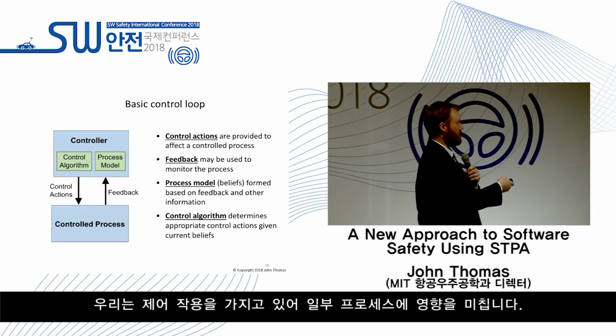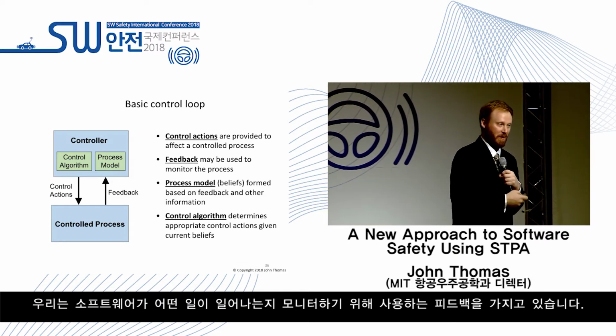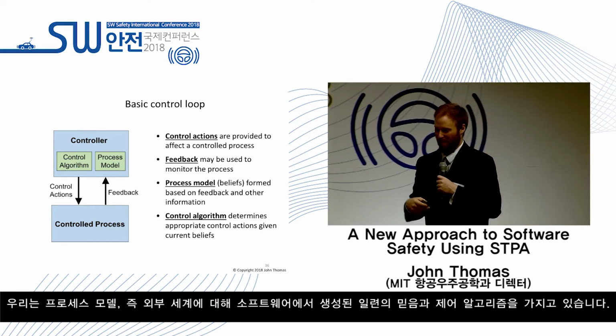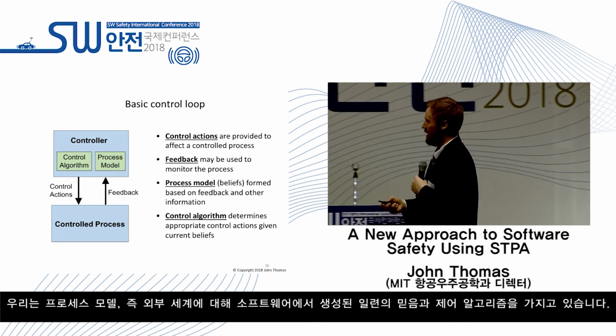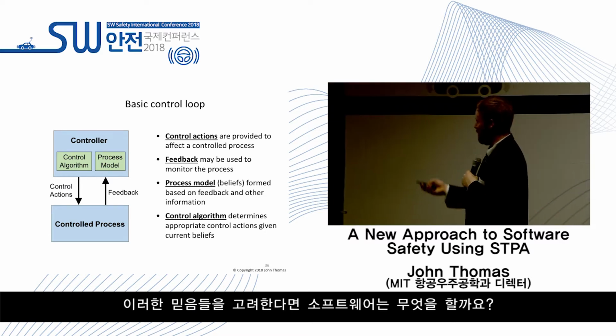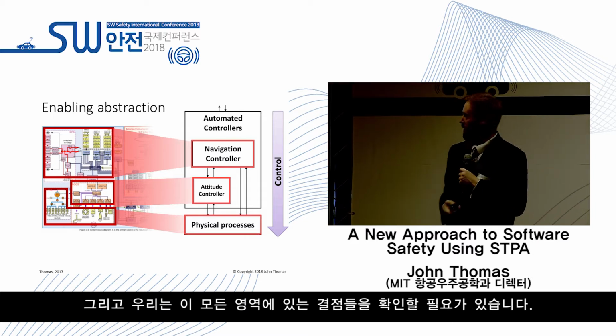We have control actions to affect some process. We have feedback used by software to monitor what is happening. We have a process model, a set of beliefs formed in the software about the outside world, and we have a control algorithm. Given those beliefs, what does the software do? We need requirements to cover all of these, and we need to identify flaws in all of these areas.